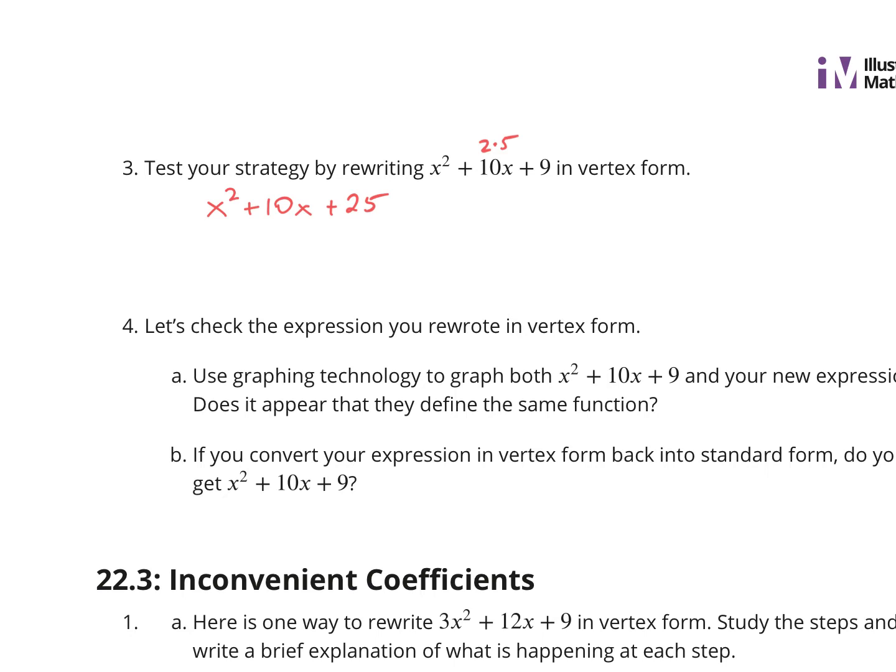So now, though, I still need to keep in mind that I did something to get that 25, and in this case, I added 16, right? So that means I can rewrite 9 as 25 minus 16. My perfect square part of the expression is just x plus 5 squared, and then now I bring down the minus 16.